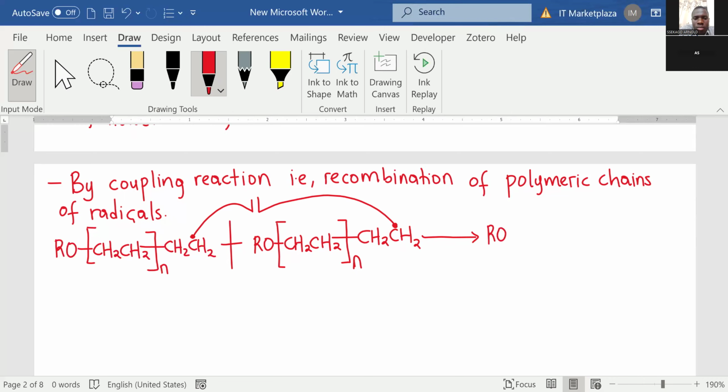Oh, I think this will not be enough space. We have RO followed by CH2, CH2, then N, CH2, CH2, like that. Then to that, I am adding on another one.